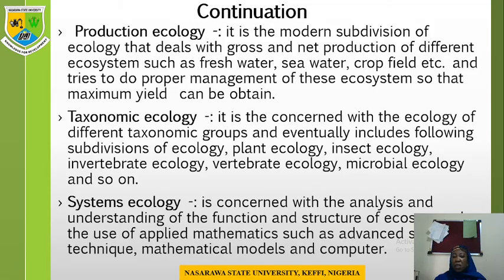The next one is taxonomic ecology. It is concerned with the ecology of different taxonomic groups and eventually includes the following subdivisions of ecology, like plant ecology, insect ecology, invertebrate ecology, vertebrate ecology, then microbial ecology, and so on.